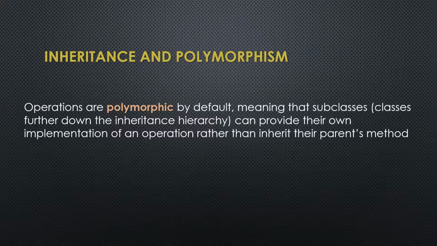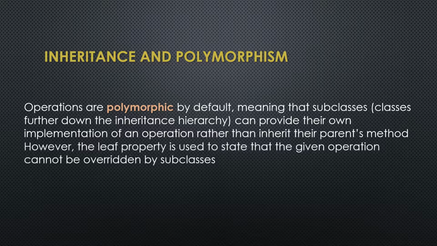Operations are polymorphic by default, meaning that subclasses or classes farther down the inheritance hierarchy can provide their own implementation of an operation rather than inherit their parent's method. However, the leaf property is used to state that a given operation cannot be overridden by subclasses.